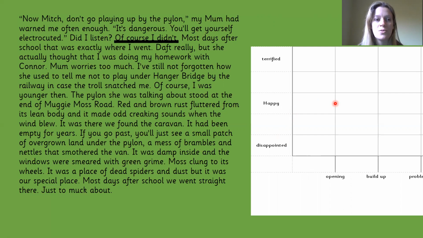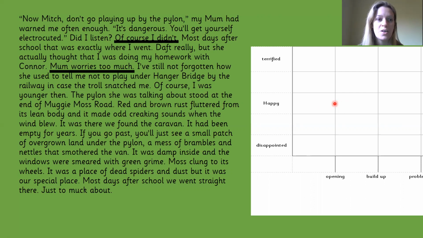"Most days after school, that was exactly where I went. Daft, really, but she actually thought I was doing my homework with Connor. Mum worries too much." I want to pick out "mum worries too much" here, okay? Because he thinks mum's being daft, and it's showing how he feels about her warning. He's not really bothered about her warning. He's not really taking it seriously. So that tells me he's not scared and he's not disappointed or sad. So we're probably still in this middle section here.